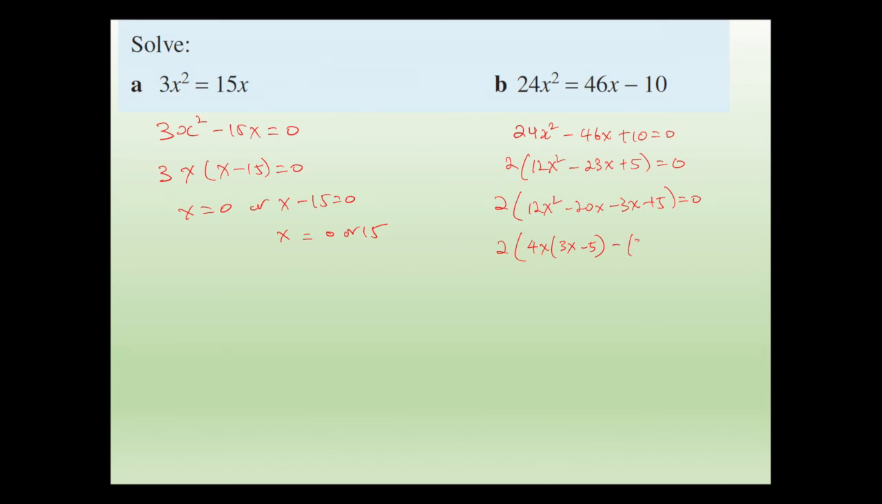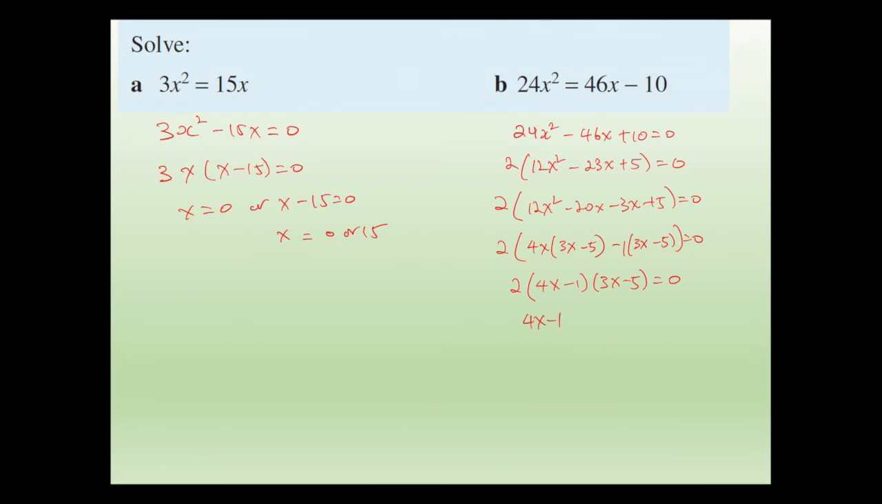And here, taking out the minus 1. It becomes 3x minus 5 equals 0. Therefore, let's rewrite this whole expression on the left hand side. It becomes 4x minus 1, 3x minus 5 equals 0.